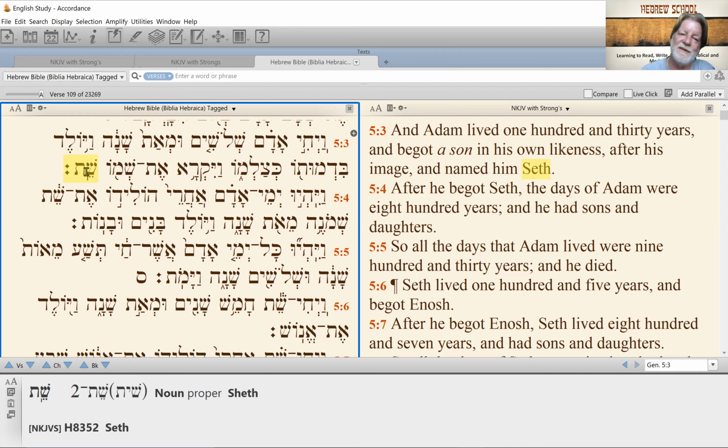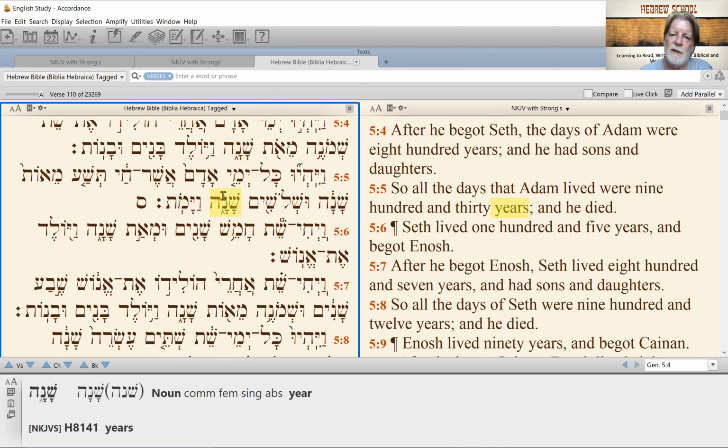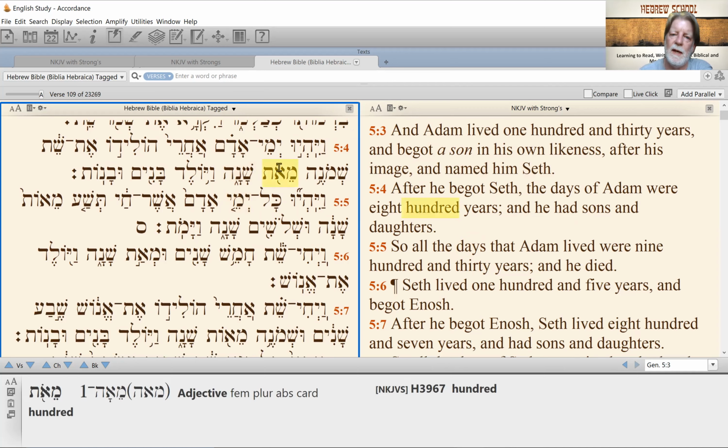So what was his name? This has been a long sentence. What was the kid's name? What was Adam's son's name? It was Shate, or Seth in English. And it means to set in place or establish. That's what Shate means. Okay, let's continue on here. Verse 4.